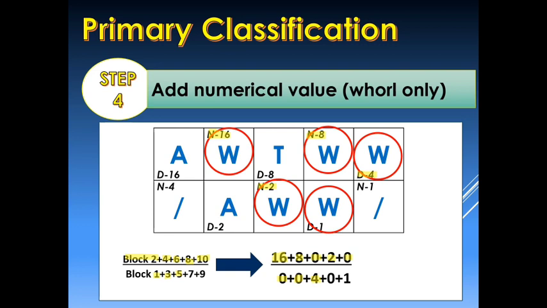And then next we have block 7. We have here a plain arch. So again, we are going to place a numerical value of 0. And last we have block 9. If we observe, block 9 is a whorl pattern, therefore we are going to copy the numerical value of 1.